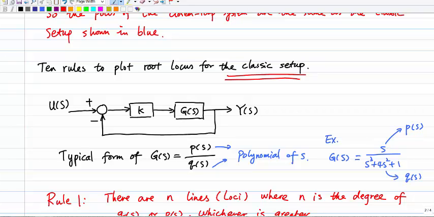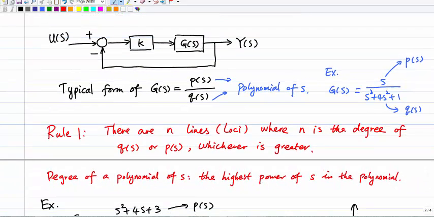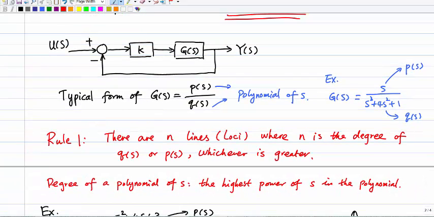So here I'm going to talk about several rules, a few rules. Of course, there are many rules. So I'll talk about several rules and I'll continue in the next video. So rule number one says there are n lines or loci where n is the degree of Q of S or P of S, whichever is greater. Okay? And the degree of a polynomial of S is the highest power of S in the polynomial. For example, if I give Q of S is S cubed plus 4S squared plus 1, the highest power is S cubed, so the degree is 3, right? And for P of S, the degree is 1, because the highest power is S to the 1, okay?